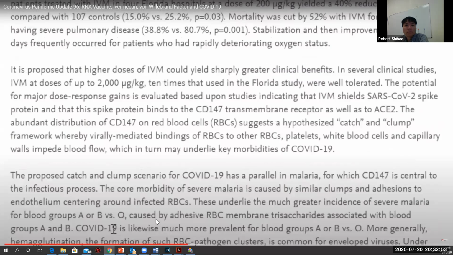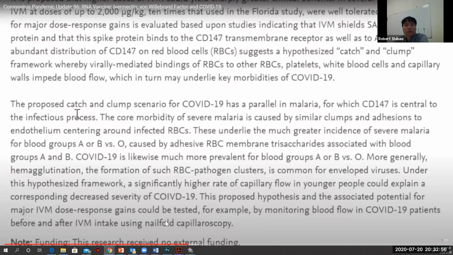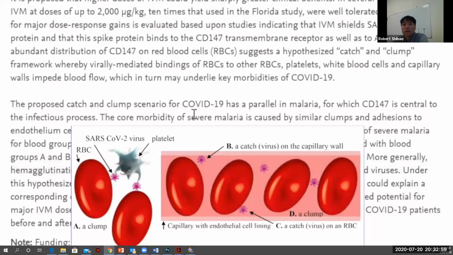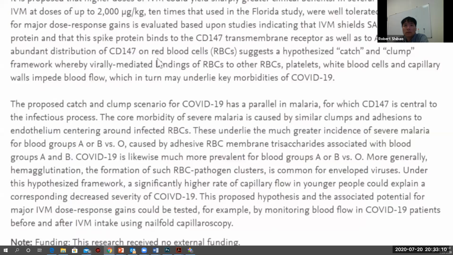Now for that, I want to jump down here to the third paragraph. They say here, the proposed catch and clump scenario for COVID-19 has a parallel in malaria. As we just talked about, CD147 is central to the infectious process of malaria into the red blood cell. But what is it that's happening in COVID-19? Well, for that, let's go to the second paragraph. And they say here, the potential for major dose response gains is evaluated based on studies indicating that ivermectin shields SARS-CoV-2 spike protein, and that this spike protein is supposed to be able to bind to CD147, but ivermectin prevents this from happening. It also potentially prevents it from binding to the ACE2 receptor.